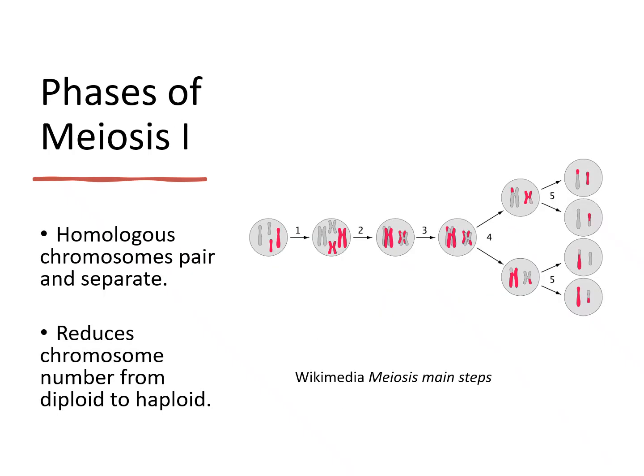Meiosis occurs in two stages. In meiosis I, homologous chromosomes pair and separate. This reduces the chromosome number by half.